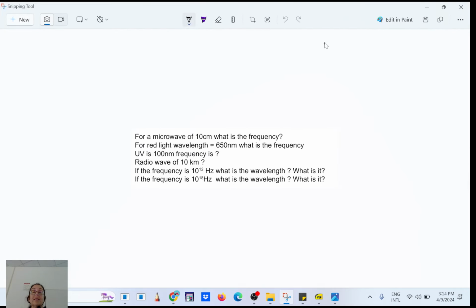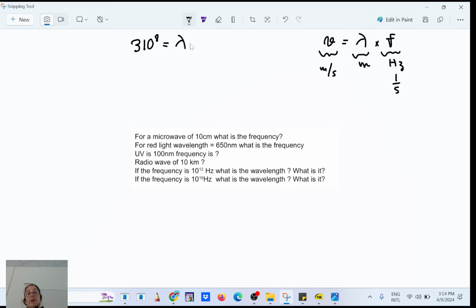So it's always the speed is the wavelength times the frequency, okay? The wavelength is in meters, the frequency is in hertz, but hertz means 1/second. So the speed is meters per second. So the speed of light is always 3 times 10 to the 8 equals wavelength times frequency.